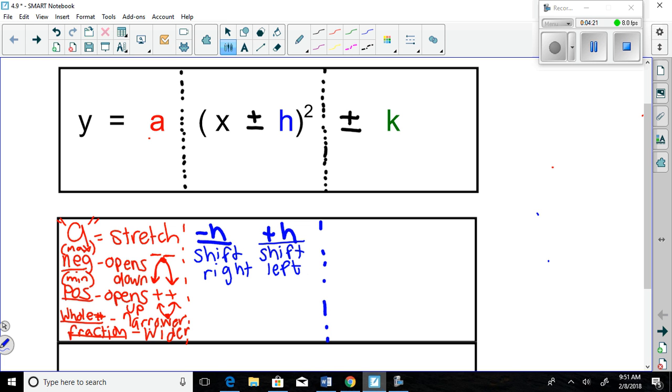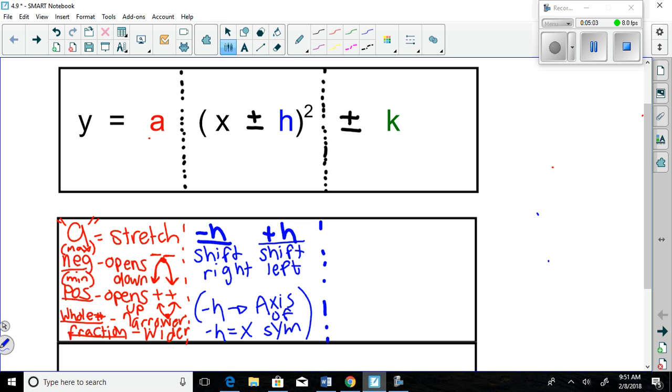So I'll show you what that looks like in a second. If it's in parentheses, you're shifting either left or right. So minus h, shifting to the right, plus h, shifting left. So I'm moving that guy side to side, just like I did with Morgan earlier, right? And the opposite of h, remember, was our axis of symmetry, our x-coordinate of our vertex. So that's what we learned last class. Remember that?